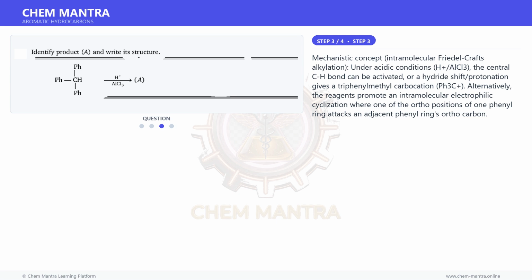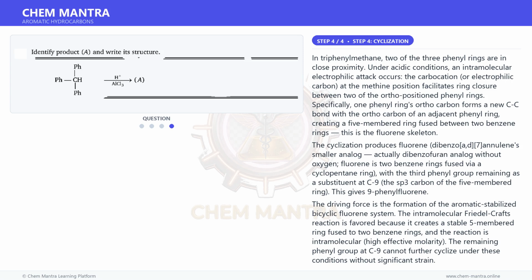Alternatively, the reagents promote an intramolecular electrophilic cyclization where one of the ortho positions of one phenyl ring attacks an adjacent phenyl ring's ortho carbon. And for the final step. In triphenylmethane, 2 of the 3 phenyl rings are in close proximity. Under acidic conditions, an intramolecular electrophilic attack occurs. The carbocation, or electrophilic carbon, at the methane position facilitates ring closure between 2 of the ortho-positioned phenyl rings.